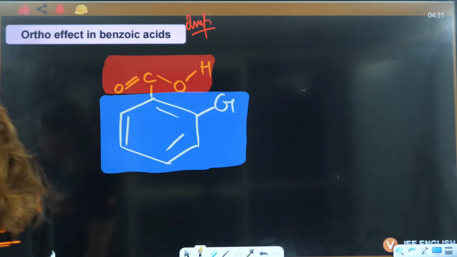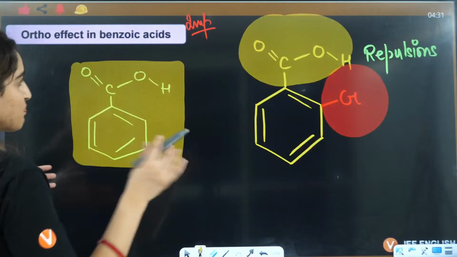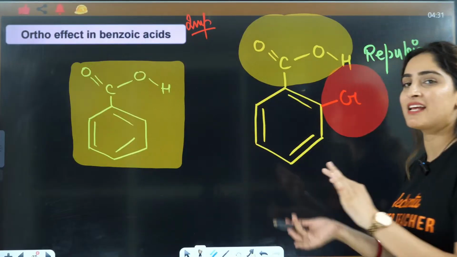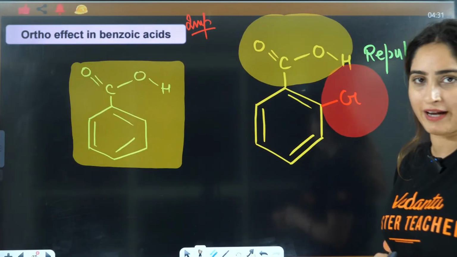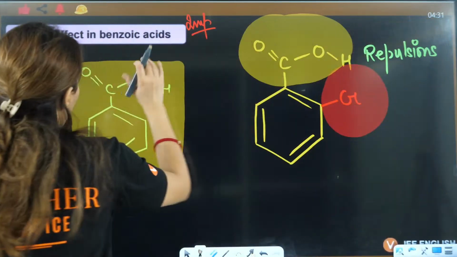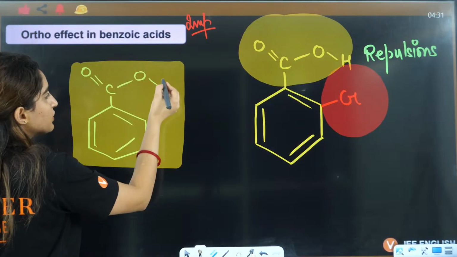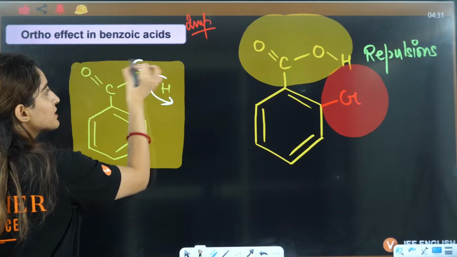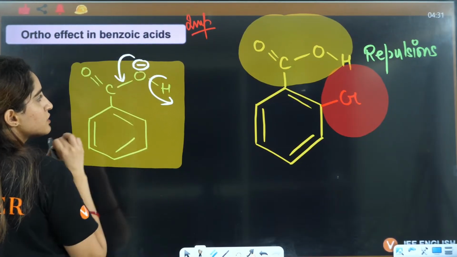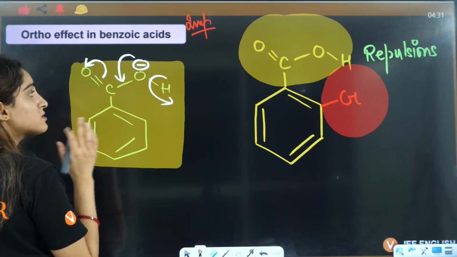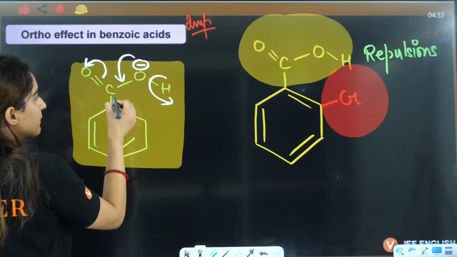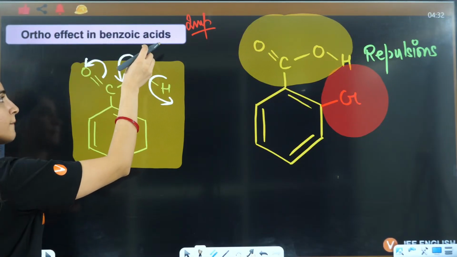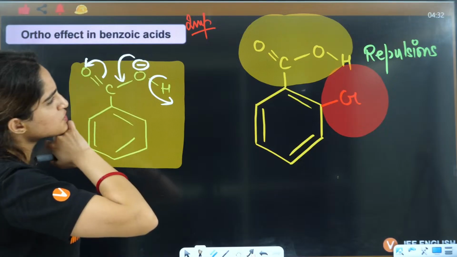Now see, because of this, what will change? Plane change, you get it now. I'll tell you why the plane changes, but why is it giving the ortho effect? Let's understand that. Here we know that when it loses H positive, there will be a negative here. It will jump here. This resonance it can show, or it can also show this kind of resonance. This is single bond. Wait a minute.